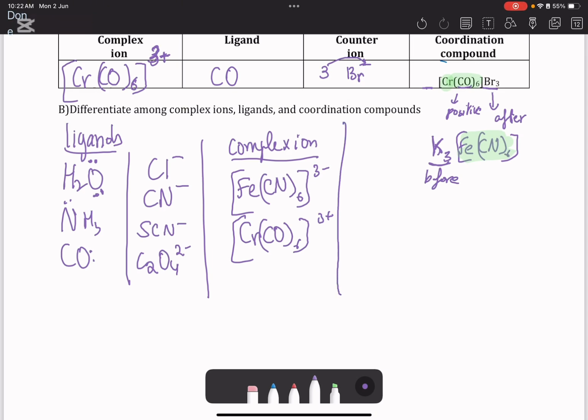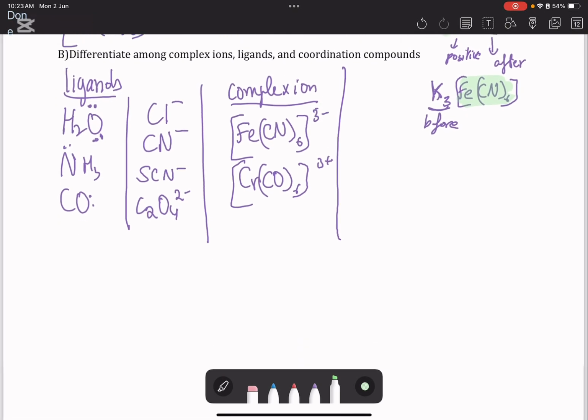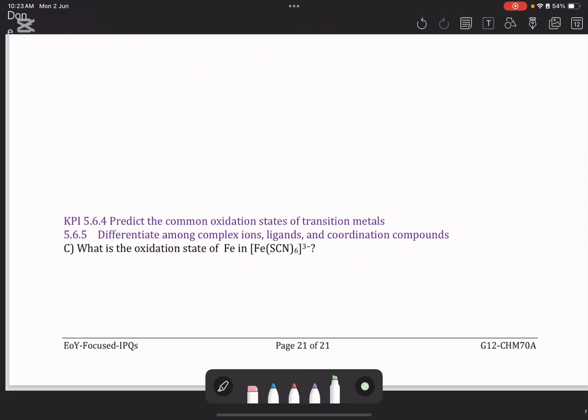And what else should I say? A coordination compound is when I put the complex ion and the counter ion together to make a complete compound. Okay, so make sure that the total charge of the metal and the ligands is neutralized by the charge of the counter ion.